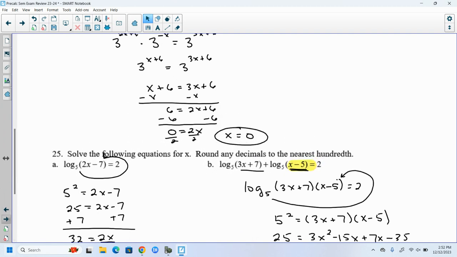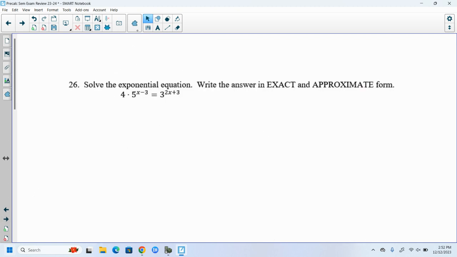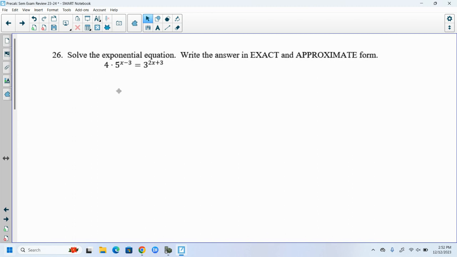Okay, now let's move to 26. Okay, this is a little bit more. This one's probably one of the tougher ones. You got to be careful. Write in an exact and approximate form. Now, we talked about MyMathLab does it differently, but for your exact form, it needs to be either the log or natural log of a single number over the log of a single number, or a fraction. You cannot have multiple ln's. And we'll go through here as well.